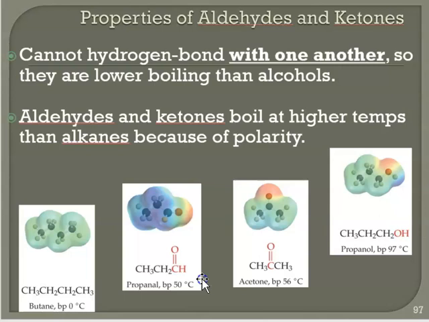So because of that, they generally have lower boiling points because they don't have that very strong intermolecular force. So for example, if we look at butane, propanol, acetone, propanol, they have relatively similar masses, right? But their boiling points vary. If we just have butane, it's about 0 degrees Celsius. Propanol and acetone, then that increases to about 50 degrees Celsius. But then we double that even when we get to propanol with that hydroxyl functional group.